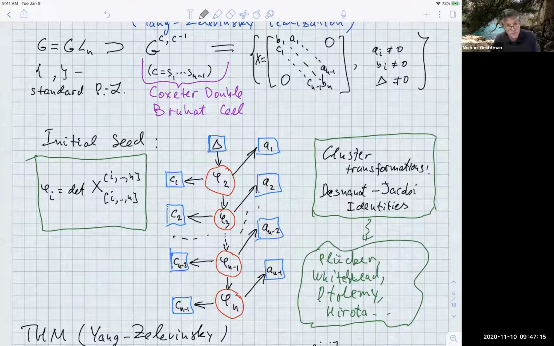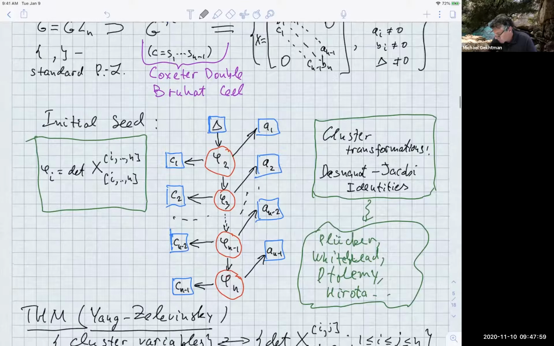This is not how Yang and Zelevinsky, or previously Berenstein, Fomin, and Zelevinsky, did it, but you can do it this way. The quiver will have this very simple structure, and if you ignore the frozen variables, this will look precisely like the Dynkin quiver A4, which means, according to the Fomin-Zelevinsky classification, that this is a cluster algebra of finite type. So we only have finitely many cluster variables. And in this case, first of all, cluster transformations will be just instances of classical determinantal identities of Desnanot-Jacobi, or if you wish, short Plücker type.